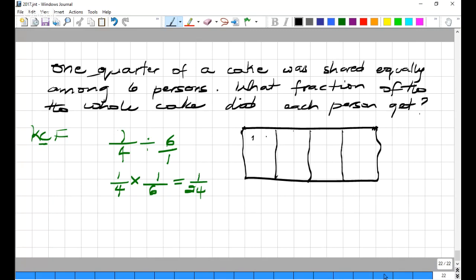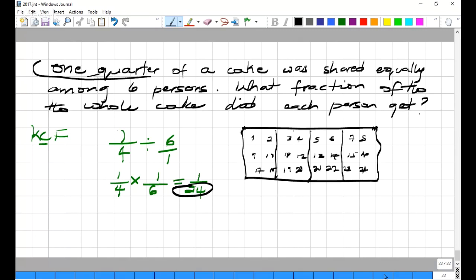Count with me. 1, 2, 3, 4, 5, 6, 7, 8, 9, 10, 11, 12, 13, 14, 15, 16, 17, 18, 19, 20, 21, 24. So there are 24 pieces. You remember we talked about 24 here? See that? All right, hold on. Now, how much of the cake did the people get to share?